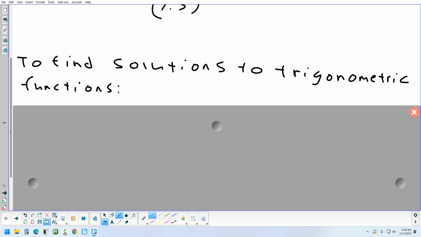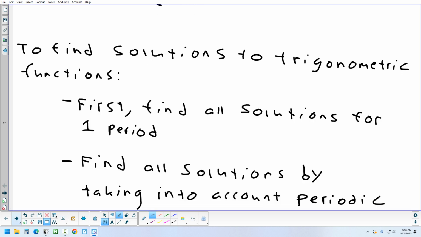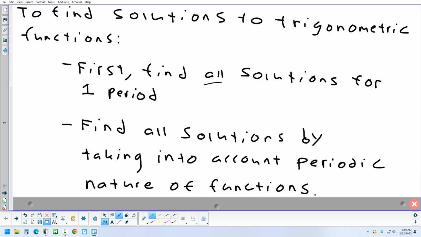All right, so just a reminder in general how you find all solutions to a trig equation. We've done this before. If you're doing it graphically, you first set your window so you're looking at one cycle. You find all the solutions in that one cycle. And then you take into account the fact that the solution is going to repeat, so you put plus the period times n. Okay, so that's what we've been doing.